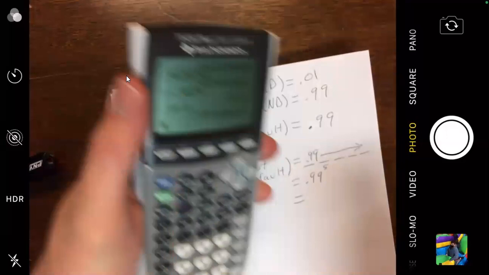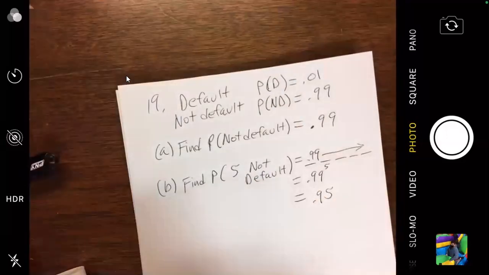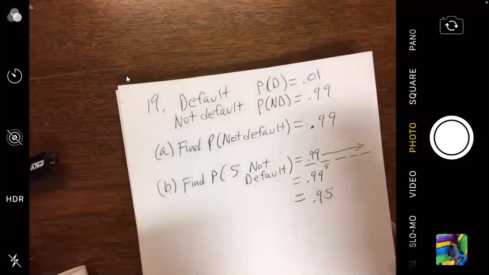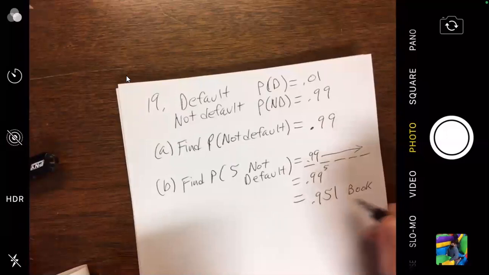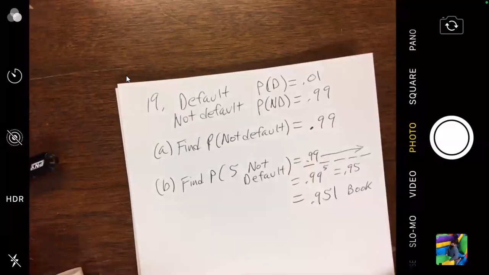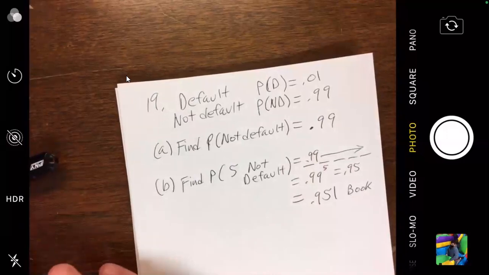0.95. They rounded up to 0.951. The book uses 0.9951. Either one, 0.95 or 0.951, is fine. Questions about that? No, that makes sense. Thank you.